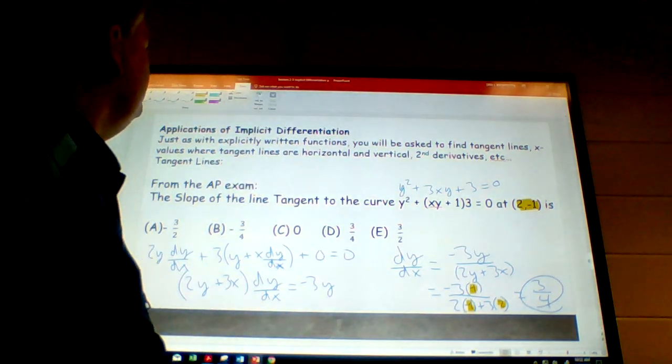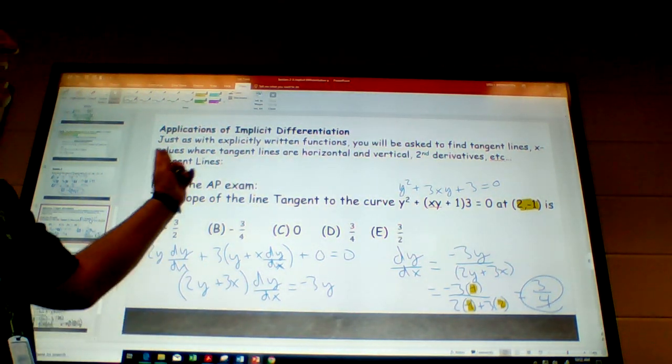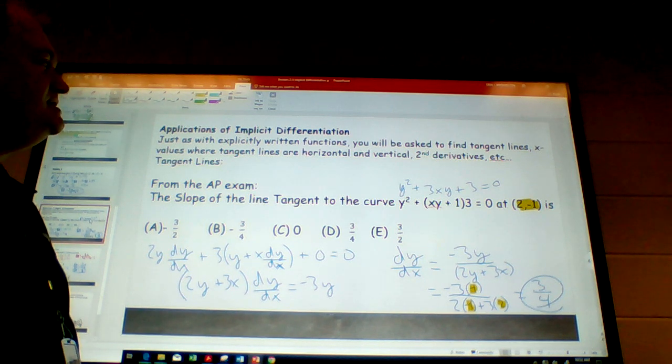Okay, here we have part two. I went ahead and solved it out for you because of time, but I want to show you what I did.